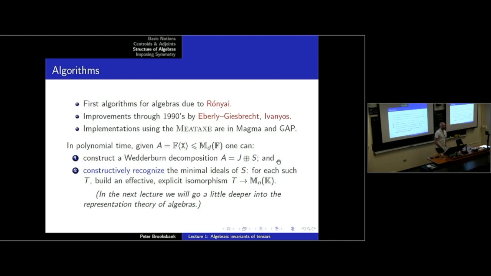I just made a remark at the bottom here that that's pretty much all we need for the purposes of today. But next time we're going to need a little bit more from the representation theory of these algebras. In particular, we'll need to talk about things called isotypic components. We'll need to actually know how these minimal ideals are acting on the module.